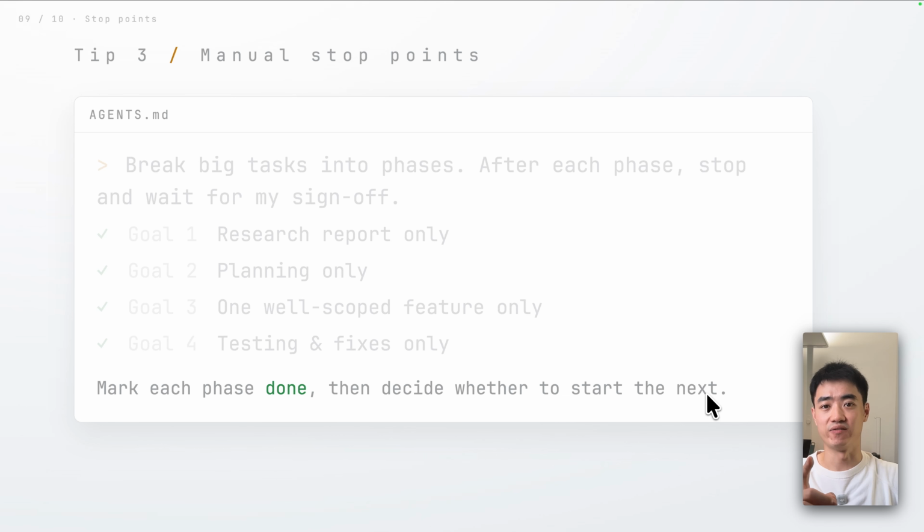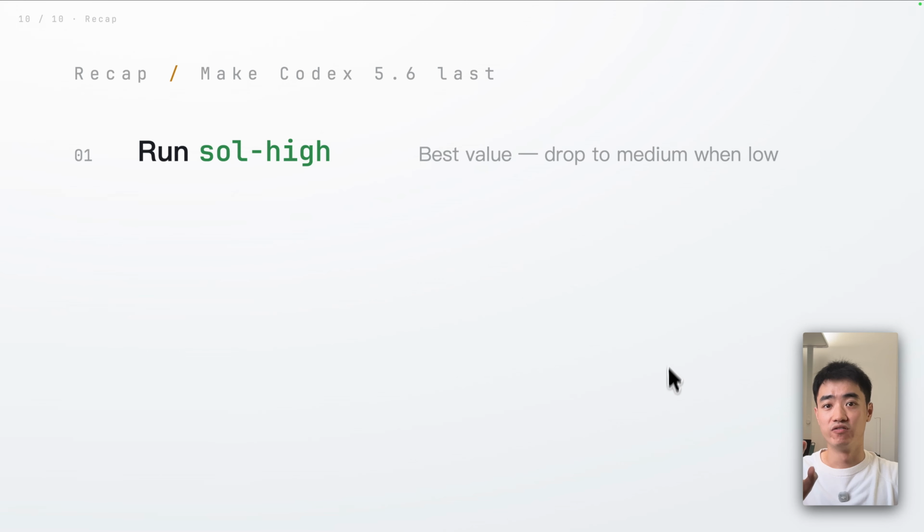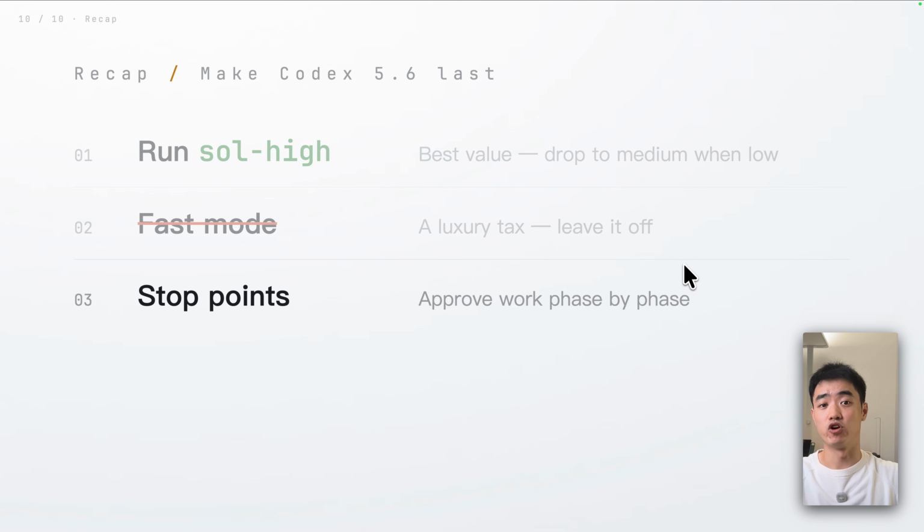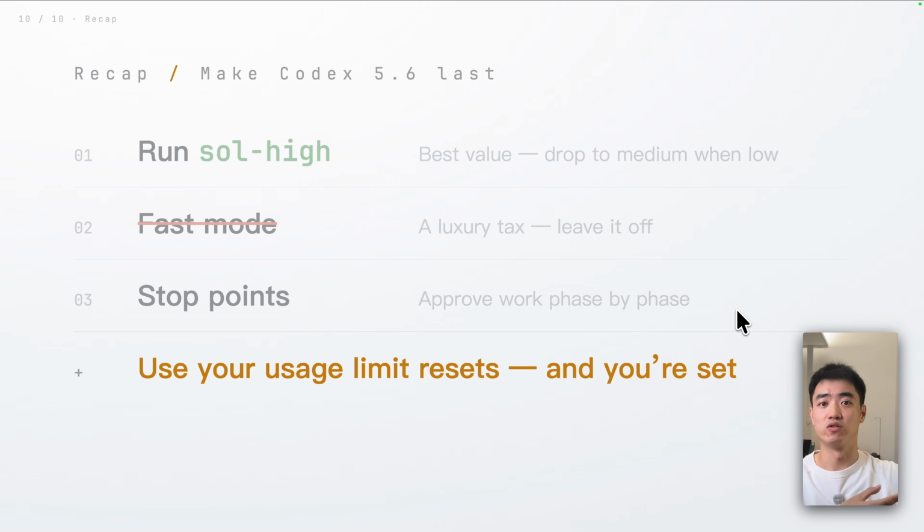This is super effective. Quick recap. For model, Sol High is your best bet, with medium as a backup. Skip fast mode, it's just a luxury tax. And set stopping points so the model stays grounded. Combine that with usage tracking, and you can run Codex without ever stressing about limits.